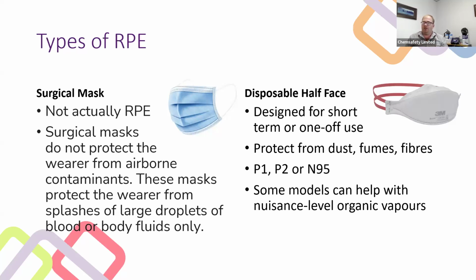Then we have disposable half-face respirators. They come in many different shapes, sizes, and models. I've got two here that you might be able to see. Doesn't matter if they have valves or not. If they meet the right standards, they will provide the protection. And as you can see, they're quite different shapes. This one's more of a cup shape, whereas this one's a bit more elongated. And there's many other models as well. These are designed for short-term, one-off use.